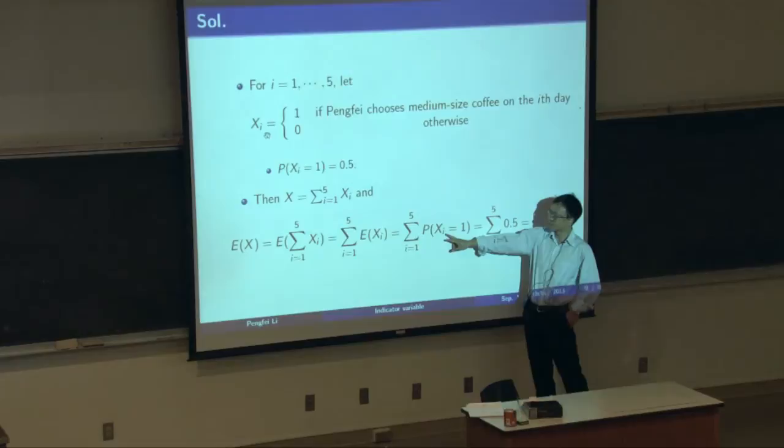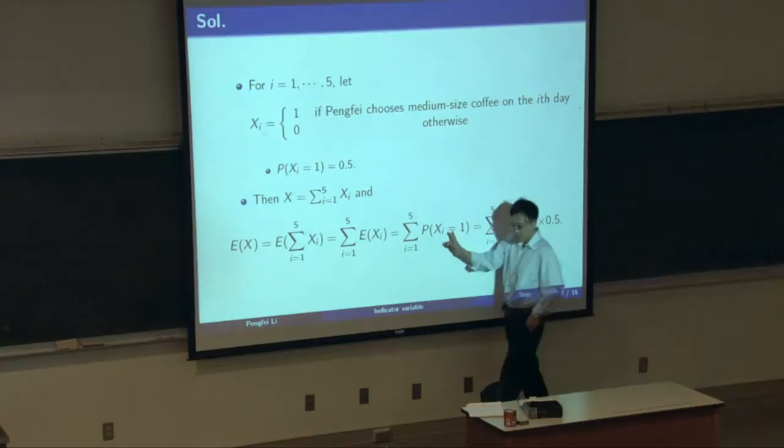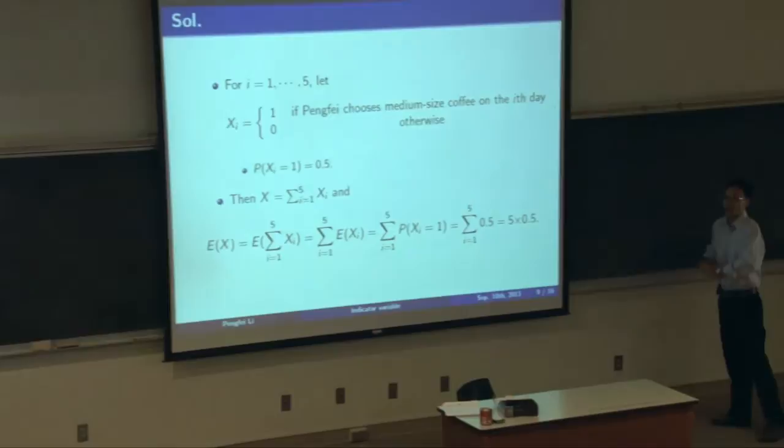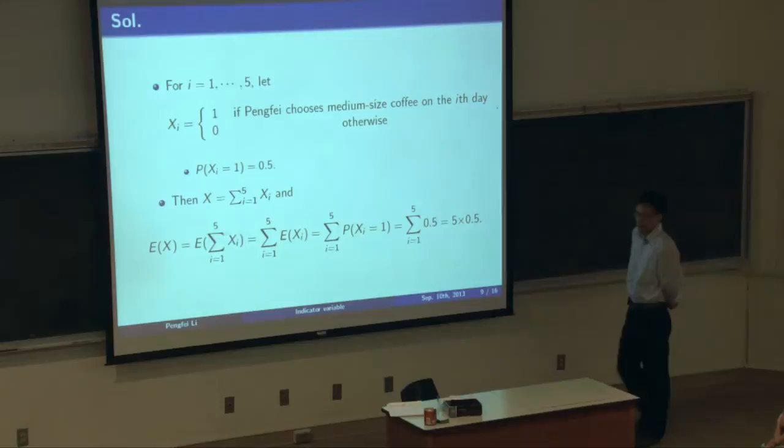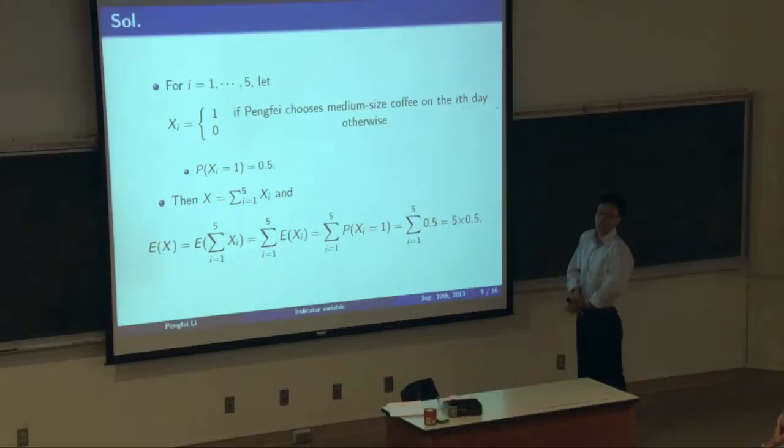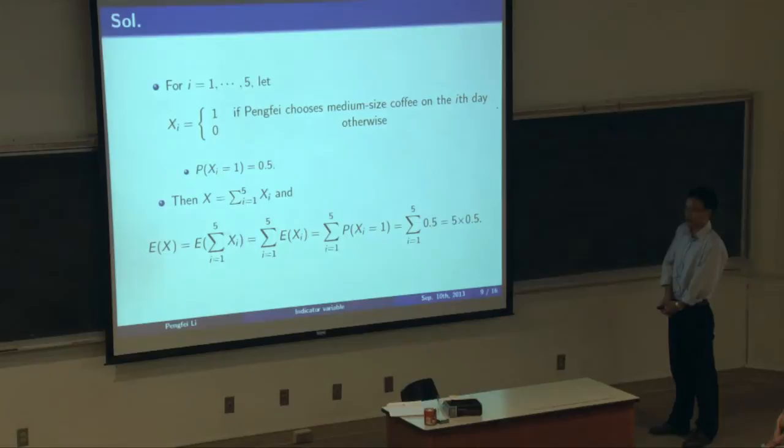So we come to the fourth step. We mentioned that the probability of the indicator variable equal to 1 is 0.5. So we plug in 0.5, and then we take the summation. We get 5 times 0.5. If you know how to use the indicator variable here, then you don't need to do the summation as before. So that's the story I would like to tell from this example.